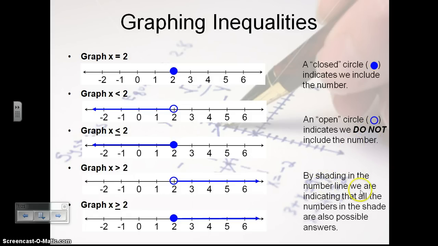So by shading in the number line, we are indicating that all numbers in the shaded area are possible answers. So understand, if we have a closed circle, that means our inequality has this line underneath. If we have an open circle, that means our inequality does not have a line underneath. Okay, so make sure that you understand that. Closed circle means line underneath. Open circle means no line underneath.